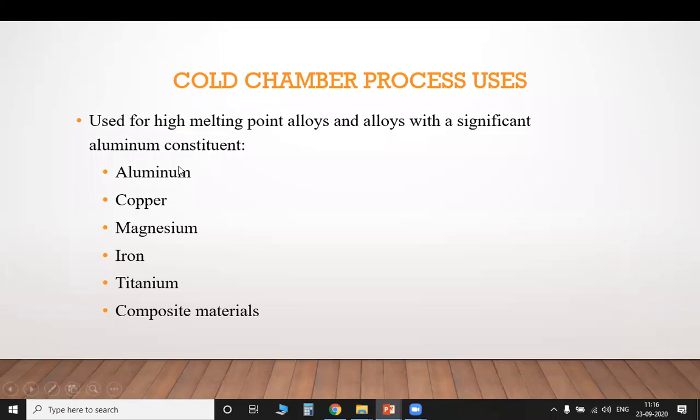In the hot chamber, it is used for low melting point alloys. So aluminum, copper, magnesium, iron, titanium, composite materials. These are the things which are used.